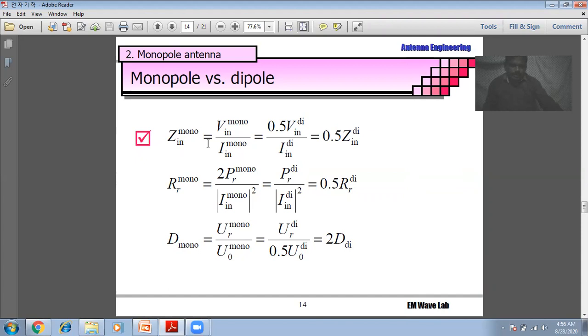Coming to the input impedance of this monopole antenna, it is also half that of the input impedance of the dipole antenna. Since the voltage distribution is also half, the ratio of voltage to current is 0.5 of the input impedance of the dipole antenna. In this way, the comparison between the characteristics of the dipole antenna and the monopole antenna can be made here.